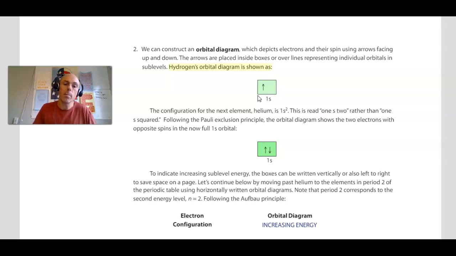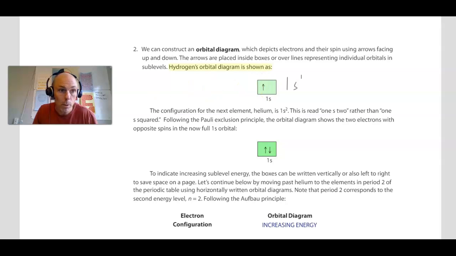It doesn't actually matter if the first arrow you put in the box is up or down, but what does matter is when you put 2 arrows in the same box, one is up and one is down, to represent the fact that the electrons have opposite spins. I always put the first arrow up and the second arrow down, and so does our book. Again, that's hydrogen's orbital diagram representing its only electron in the 1s orbital, which is depicted through this box here.